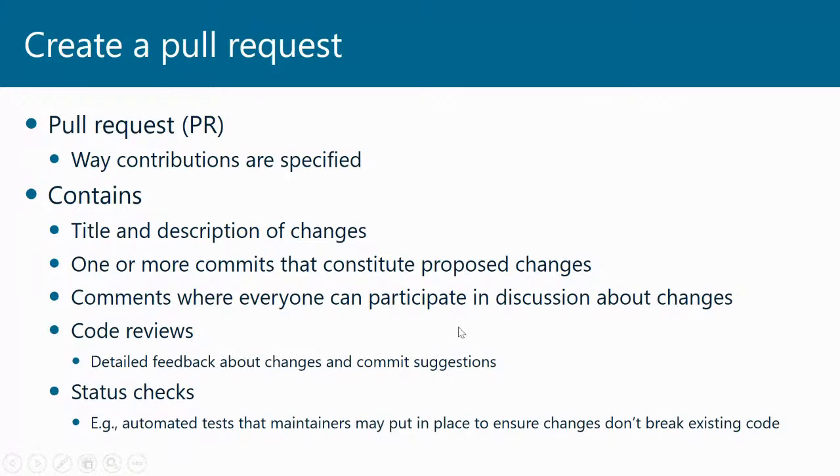Code reviews, you know what these are if you've done software development. That gives you detailed feedback about the changes and commit suggestions for the changes that you're looking to make. And status checks. Now, I got to caution you about status checks. Not all GitHub projects will have automated tests that the maintainers can put in place, but some of them do. And this is to ensure that your changes don't break existing code. Keyword here is automated. Some of them have automated status checks.